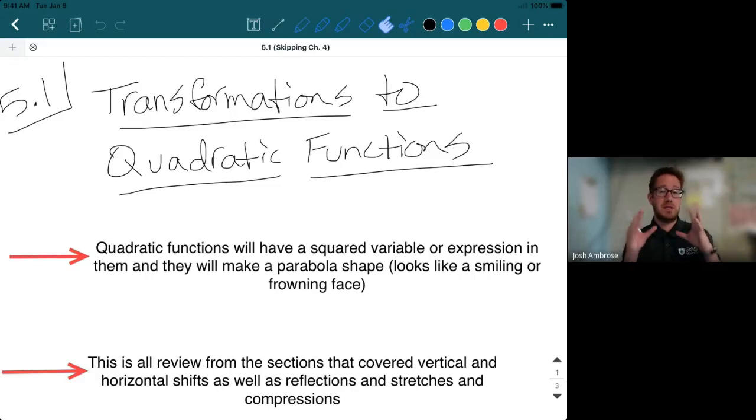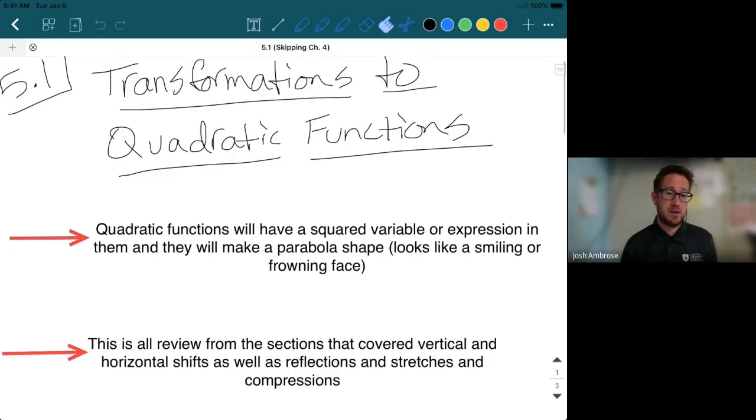And basically that just means, where are we moving this graph to? You know, is it going right, left, up, down? Are we making it wider, skinnier, stretching it, compressing it? That's what a transformation is. And now we're doing that with quadratic functions, okay?